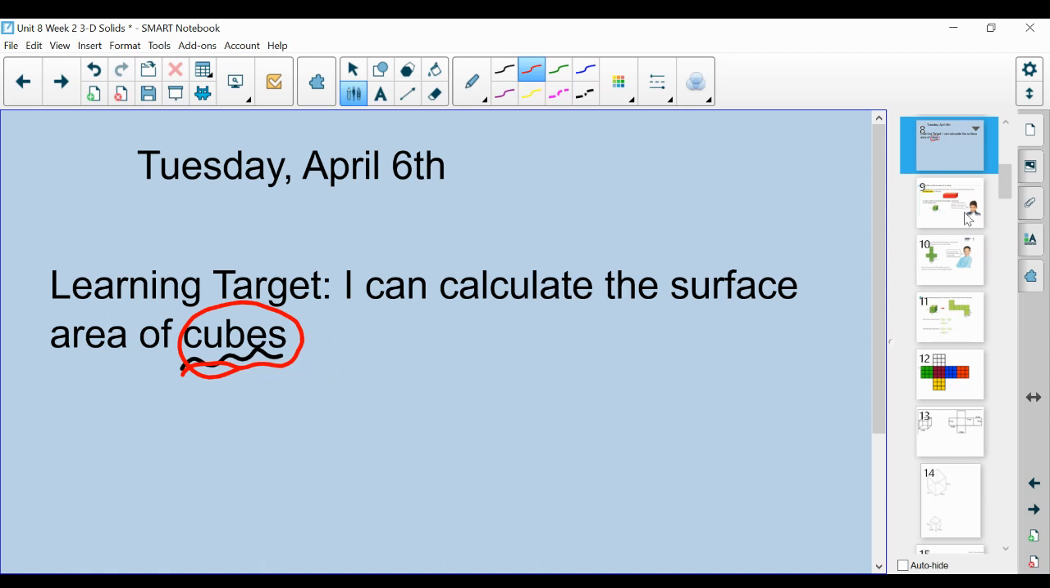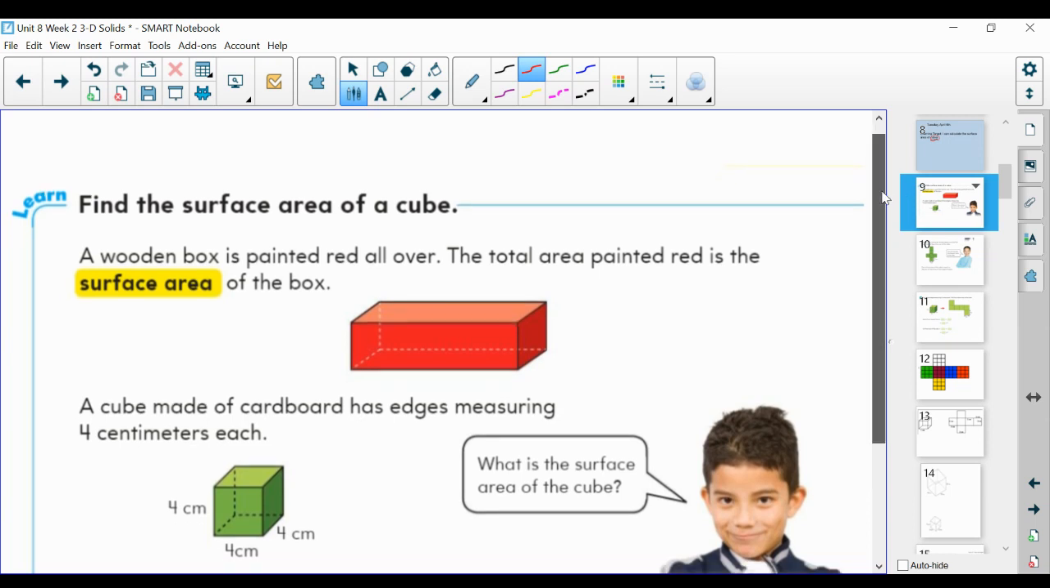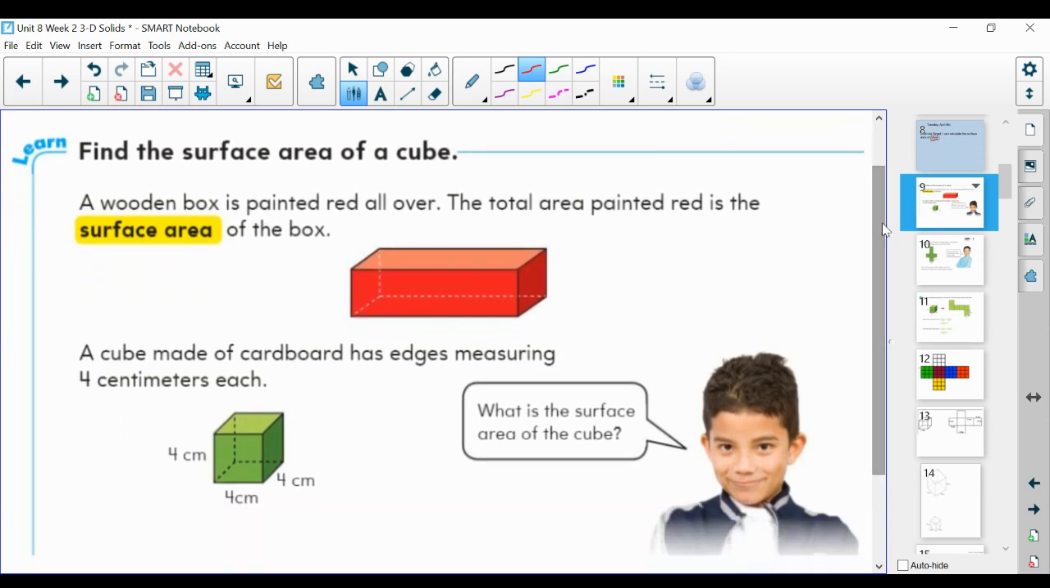Okay, first thing, for us to find surface area, we need to understand what surface area is. So right here, you see this wooden box painted red. And I know this is not a cube. Don't worry, we're not going to find the surface area of these today, just cubes. The area that is painted red is the surface area of the box.